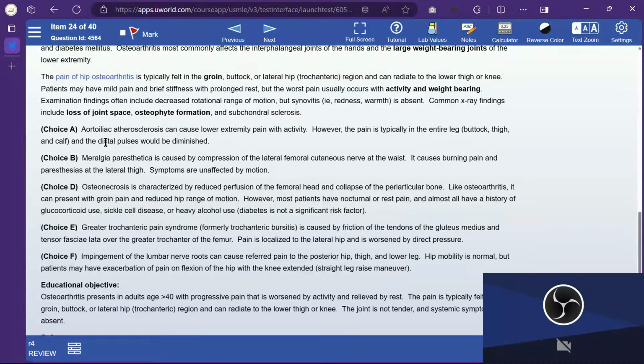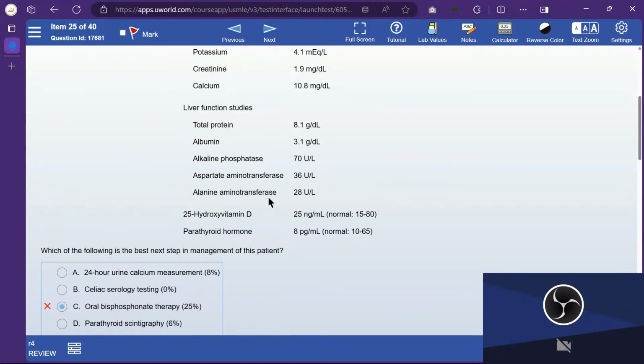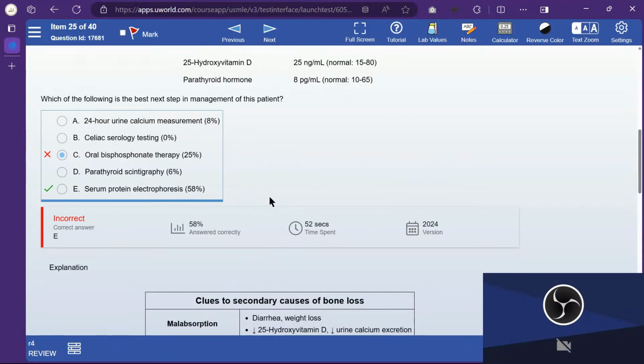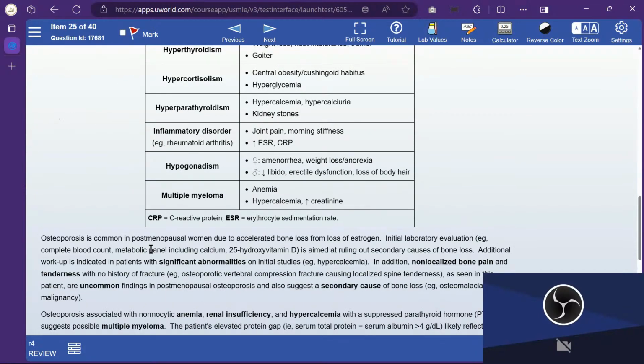Aortoiliac atherosclerosis can cause lower extremity pain with activity. In neuralgia, there is compression of the lateral femoral cutaneous nerve. In osteoporosis, common in postmenopausal women, what should be done?